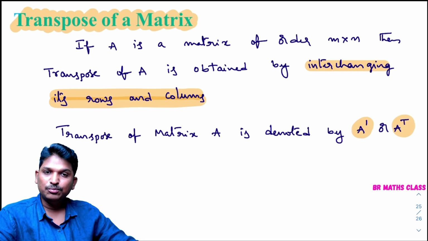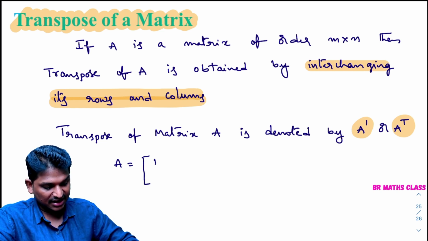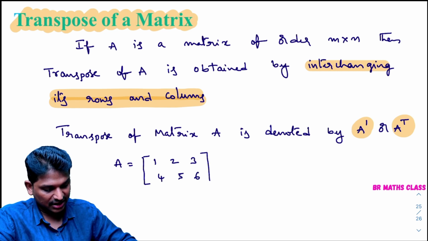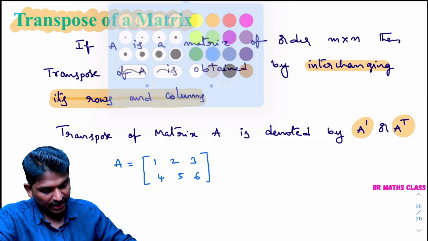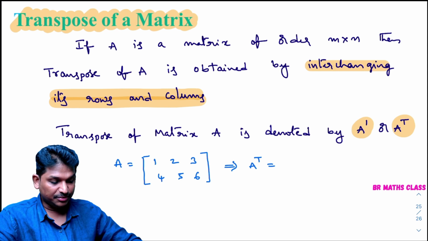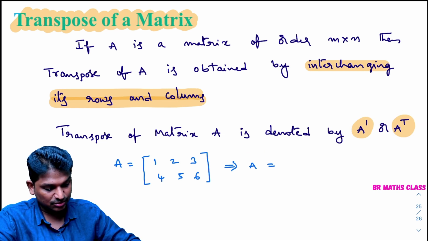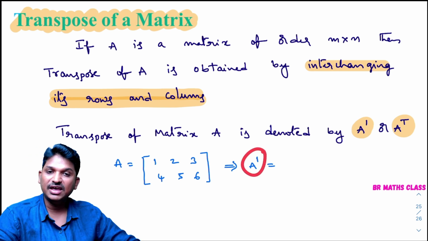Now I'll take one example. I'll calculate its transpose, then we'll discuss properties and all. I'll take matrix A like this. Matrix A is 1, 2, 3, 4, 5, 6. Now I want to write the transpose of this matrix. Transpose of a matrix is denoted by A power T or A dash. You can write in any way. In textbooks, most of the time we will see A dash. A dash means transpose of matrix A.